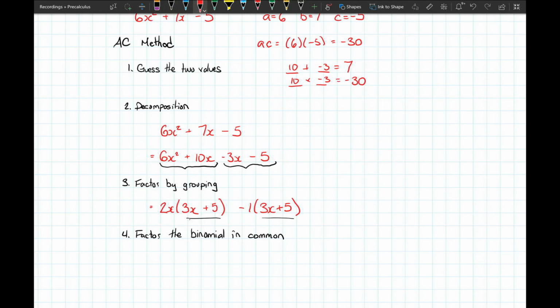But remember that in this case, we're taking 3x plus 5, and we're going to factor it out. You can imagine it was being distributed from the right, so we're going to factor it out on the right-hand side. And that leaves you with the two terms, a 2x and a minus 1. And there we go. We've managed to factor it into two binomials. And if you wanted to check your answer, you can expand this back out again.